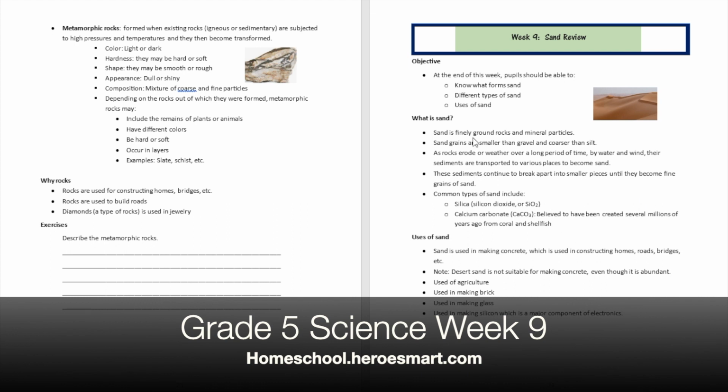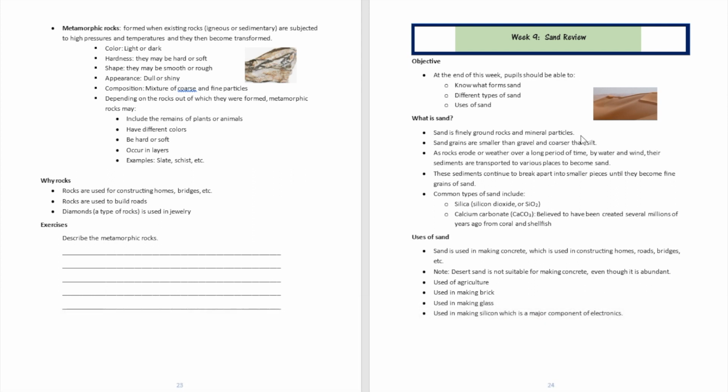Sand is finely ground rocks or mineral particles. Did you know that rocks can become sand ultimately? Why? Because sand grains are eroded or weathered over a long period of time by water and wind. Sand grains are smaller than gravel and coarser than silt. As rocks erode and weather over a long period of time by water and by wind, their sediments are transported to various places to become sand.